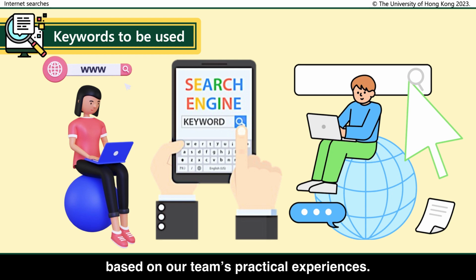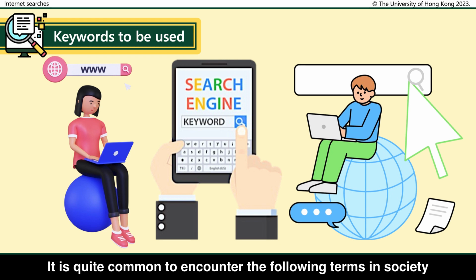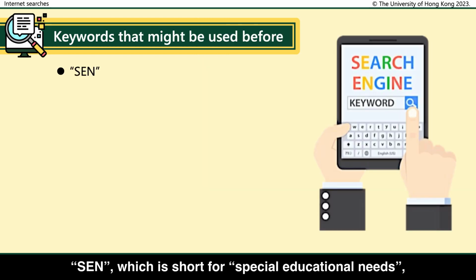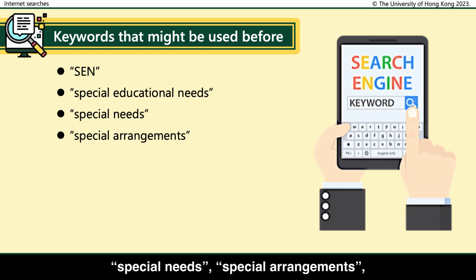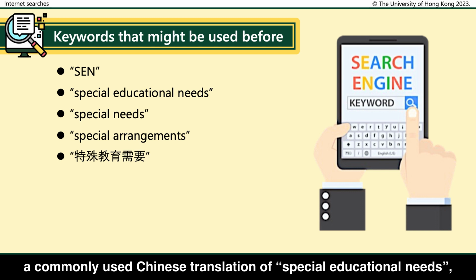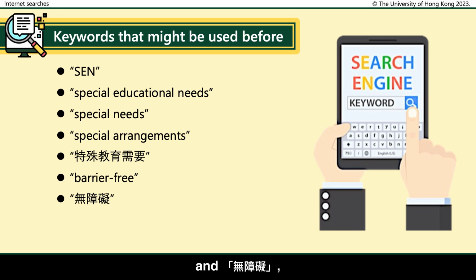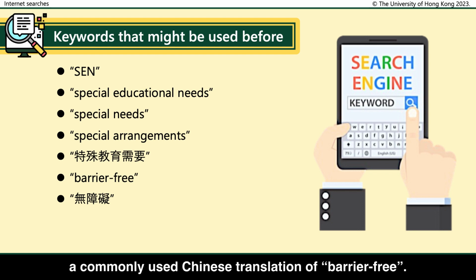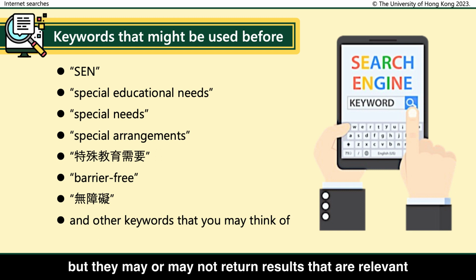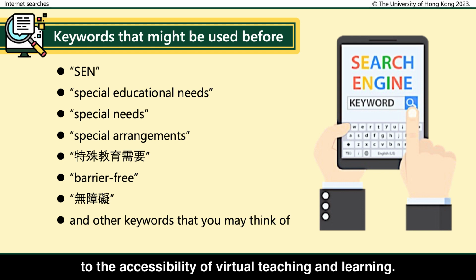team's practical experiences. It is quite common to encounter the following terms in society and even in university resources: SEN, which is short for special educational needs, special needs, special arrangements, or terms in Chinese such as 特殊教育需要, a commonly used Chinese translation of special educational needs, and 無障礙, a commonly used Chinese translation of barrier-free. These terms may be frequently used for online search, but they may or may not return results that are relevant to the accessibility of virtual teaching and learning.